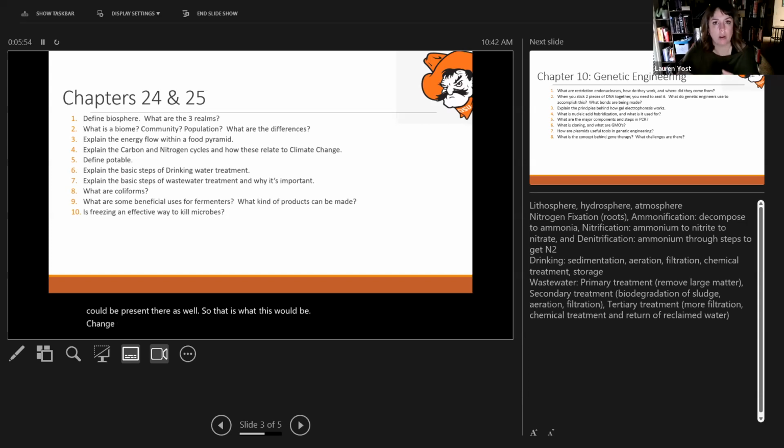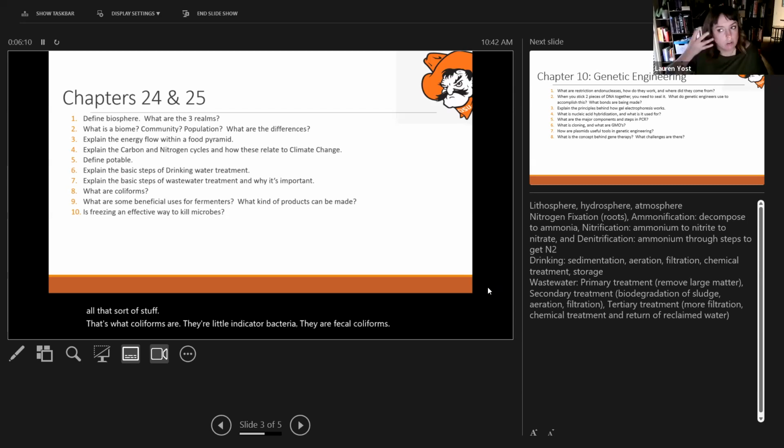So that is what this would be looking for. So if you have E. coli there, you might have salmonella, shigella, cholera, all that sort of stuff. That's what coliforms are. They're little indicator bacteria. They are fecal coliforms. The fecal bacteria are there. The bad guys could be there.